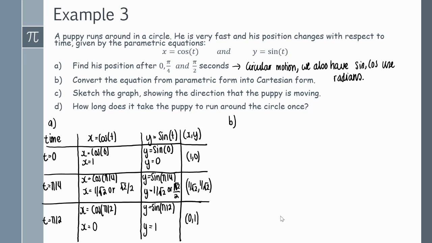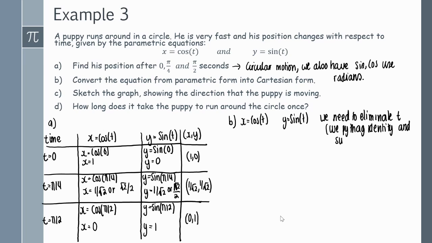Our next job is to again convert the equation from parametric into Cartesian form. This is where the change happens. You're going to use a Pythagorean identity. Primarily we have cos and sine to help you eliminate t. Let's look at the Pythagorean identity that I know.